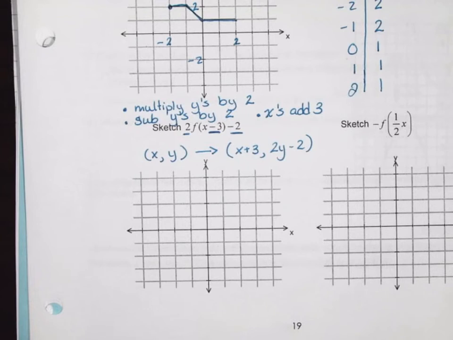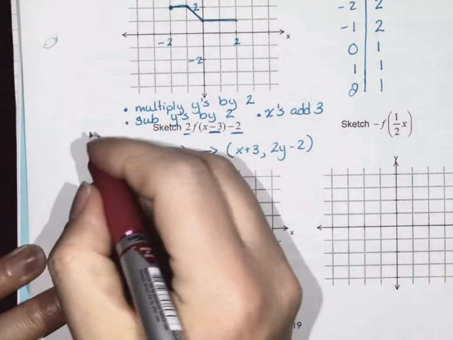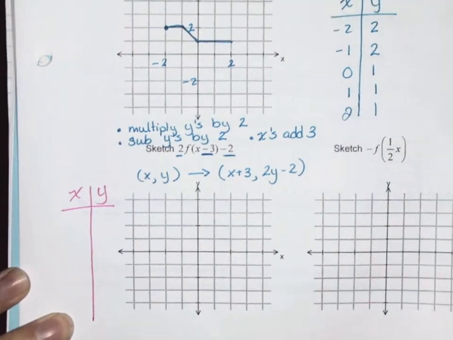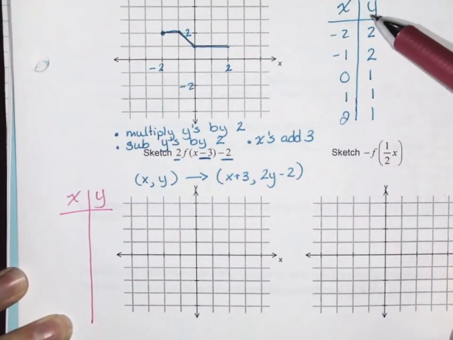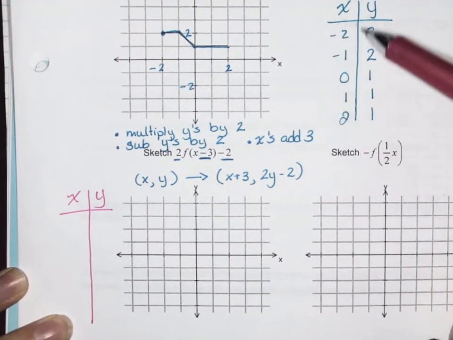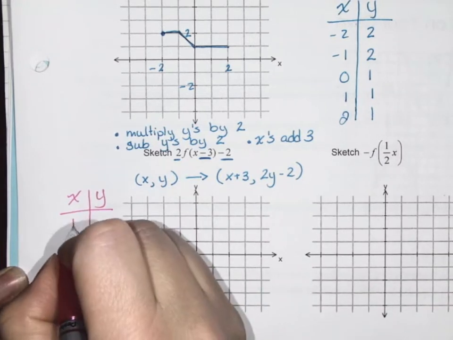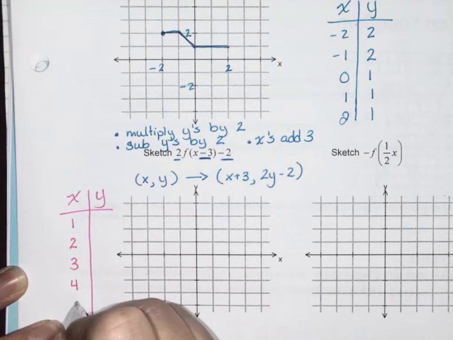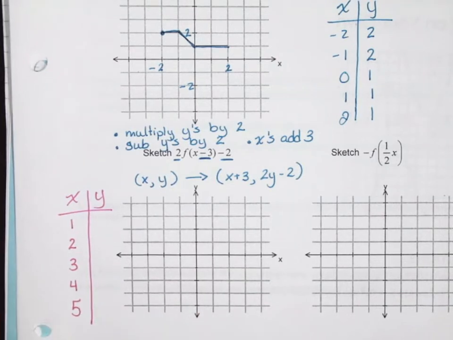Okay, so now we got a new table of values. All right, so here's my old table of values. What am I doing to the x's? Adding 3. So that should be at 1, 2, 3, 4, 5. Look at that, I added 3, everybody. Did good.